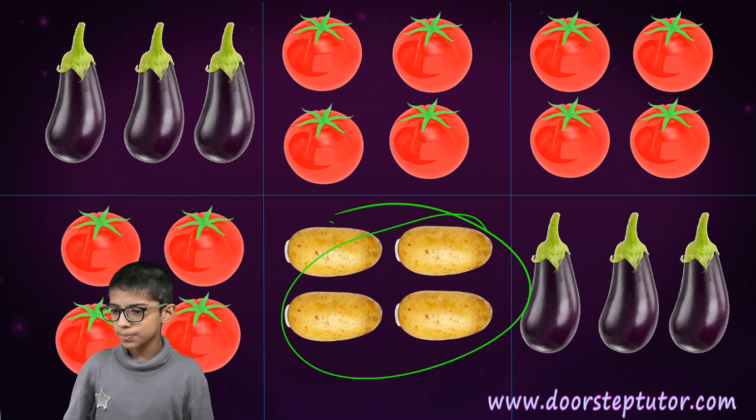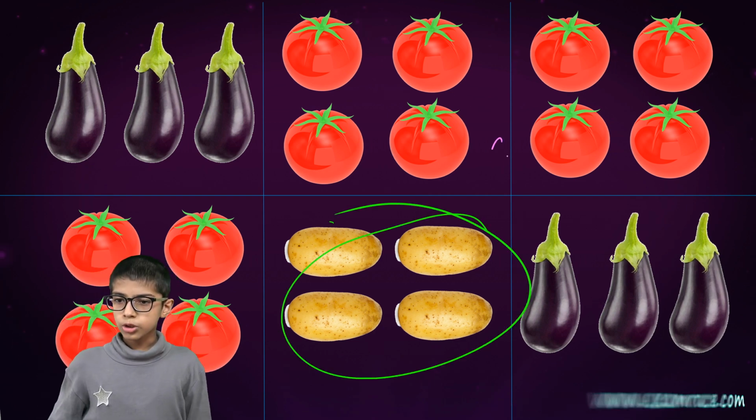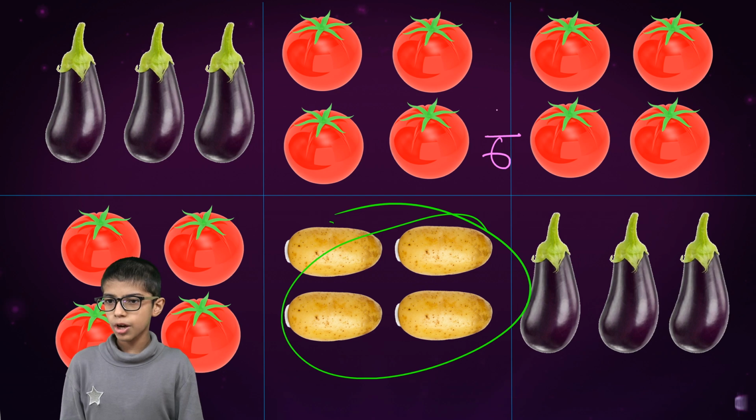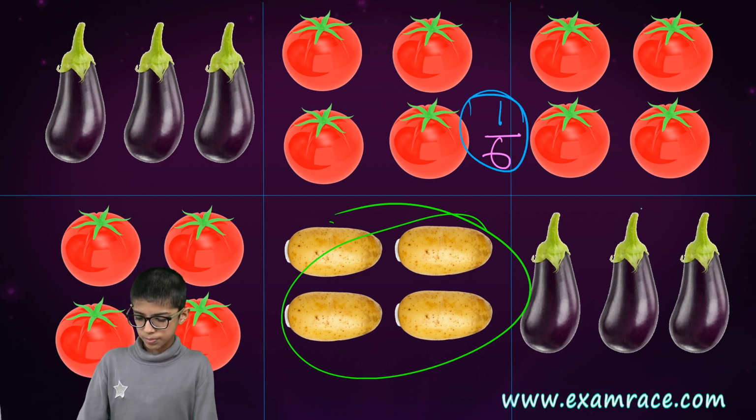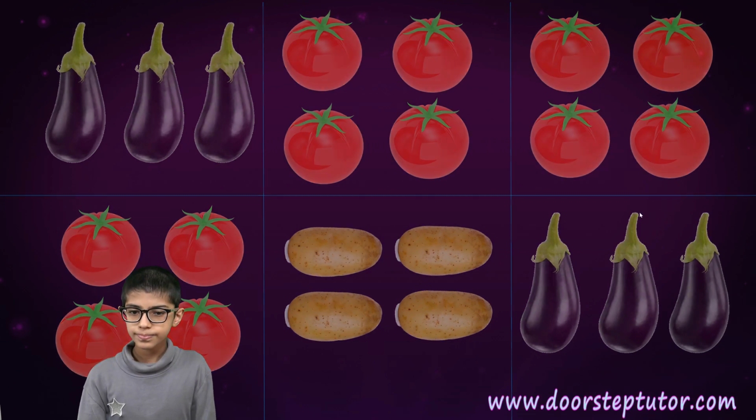Now, how much part has potato? Total number of parts is 6 and the number of parts in which potato is grown is 1. Therefore, 1 by 6 part has potatoes in it.